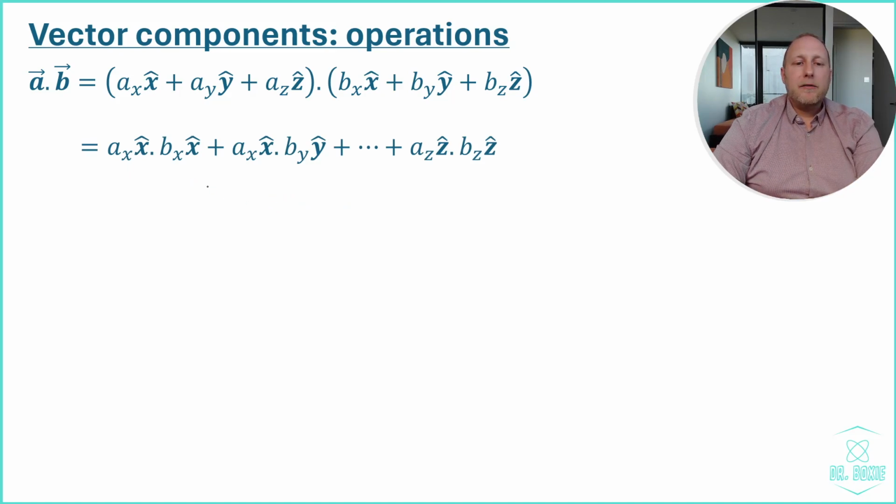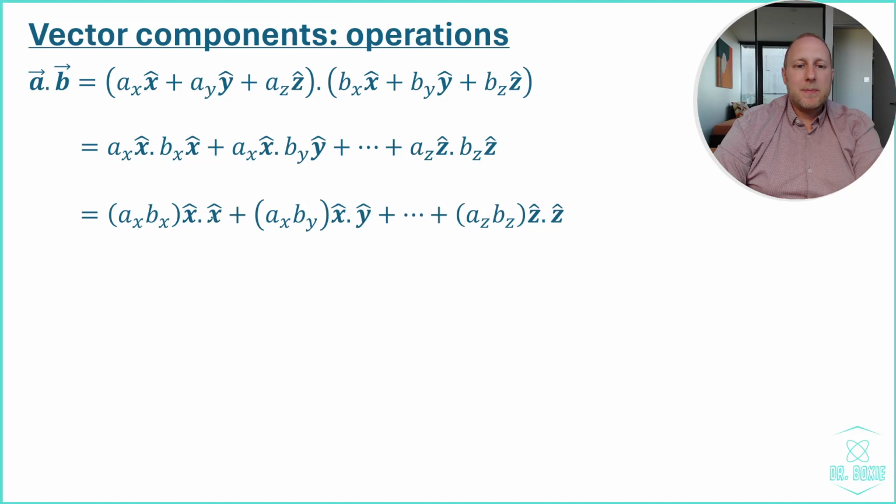We also saw that whenever we have scalars, some numbers within the dot product, we can just pull them to the front. So the first term becomes AX times BX, which are just numbers, times the dot product of x hat with itself. The second term is AX times BY, both numbers, multiplied with the dot product of x hat with y hat, etc. Now, the dot product of x hat with y hat is 0, as are all the other mixed dot products. So all the terms, except for the ones with x hat with itself, y hat, and z hat, are 0. So we're left with just 3 terms.